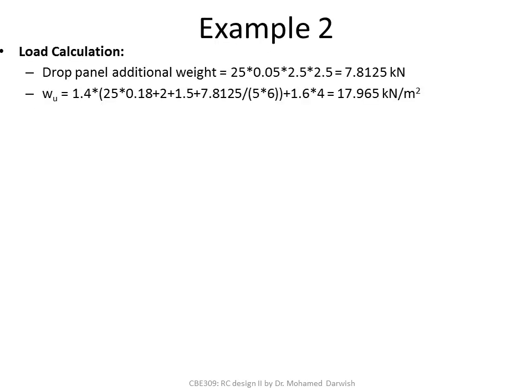Then the load calculation. The drop panel additional weight is simply 25 times the additional drop dimension, which is 0.05, times 2.5 times 2.5. Then you will divide this weight by the area, which is 5 by 6, and add it to 1.5 plus 2 plus 0.18 times 25, which is the own weight of the slab. All of that will be multiplied by 1.4, because this is our dead load, plus 1.6 times 4, which is the live load. You will notice this value is approximately 17.97 kilonewton per meter square. If you compare it to the value in example 1 in the previous video, it was 18.3. So we have got this structure a little bit lighter.